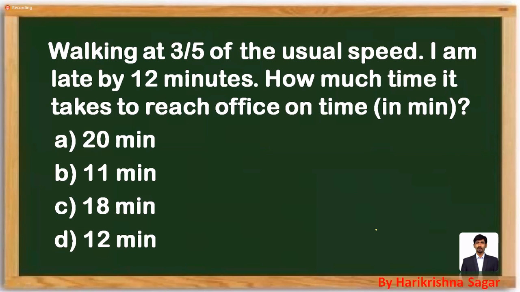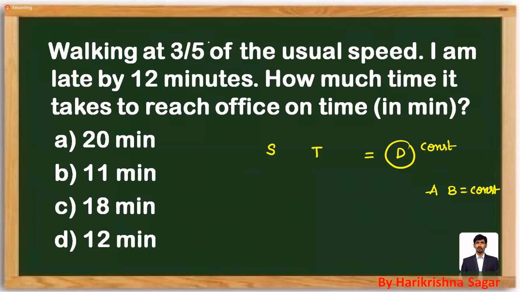So that is one way of looking at the question. Or the other way, you can observe that speed into time is distance, right? What is constant here? Distance is constant. That means it is also in the form of A into B is equal to constant. Application of the same: A into B is equal to constant.